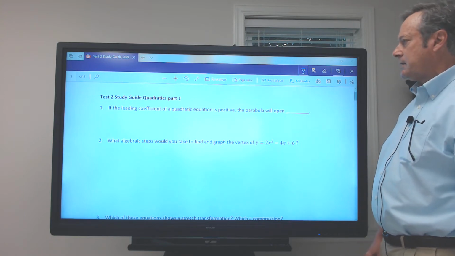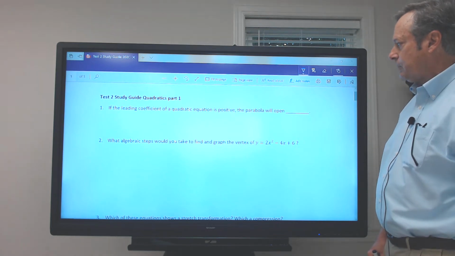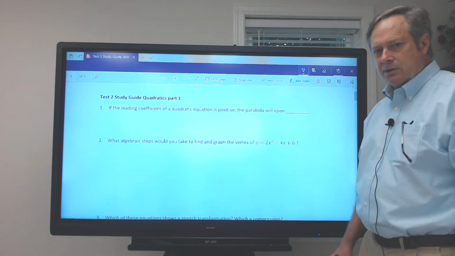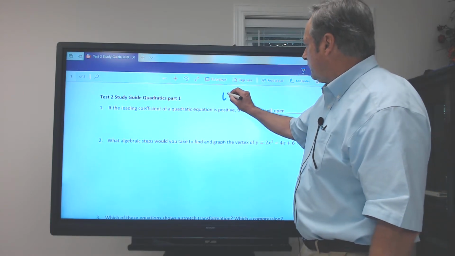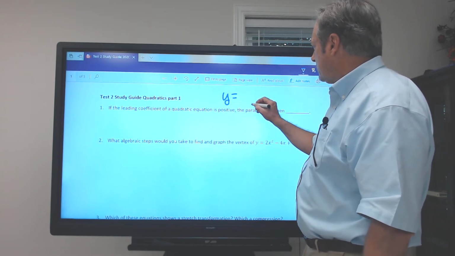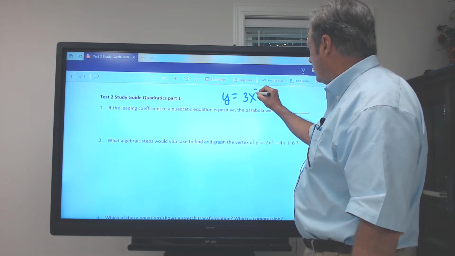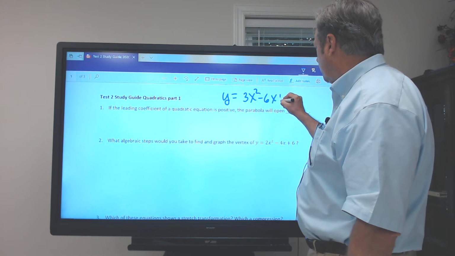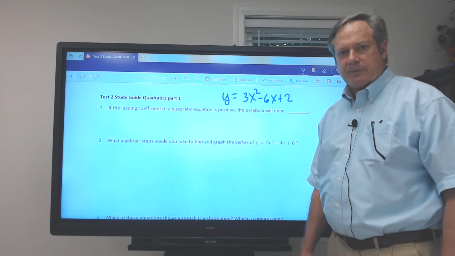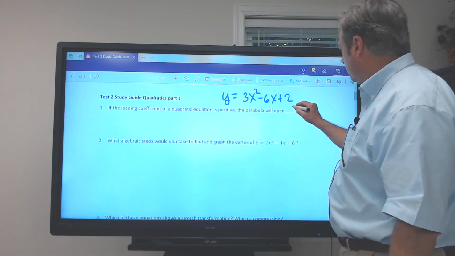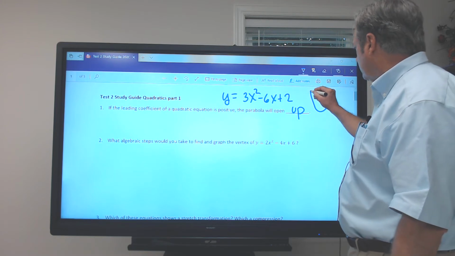All right, question 1. If the leading coefficient of a quadratic equation is positive, the parabola will open up or down. So for instance, if you've got an equation like 3x squared minus 6x plus 2, this 3 is the leading coefficient, and it's positive, so that means the parabola is going to open up, like so.